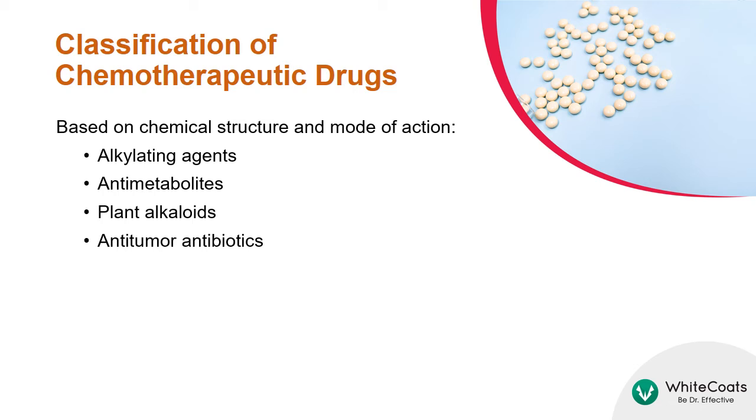Based on the chemical structure and mode of action, chemotherapeutic drugs are categorized into 4 classes, including alkylating agents, antimetabolites, plant alkaloids, and antitumor antibiotics.